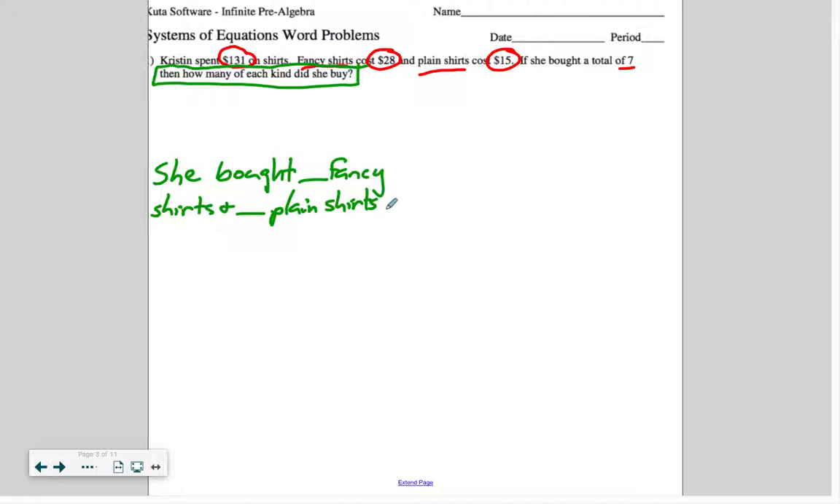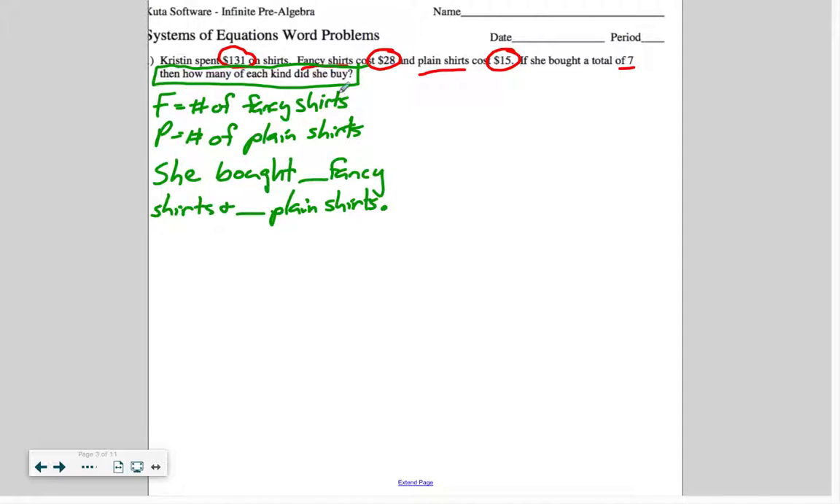If I knew those values, I'd put them in right there and I'd have my sentence answered. Bada bing, bada boom. But I don't know how many fancy shirts there are. That's an unknown, so that'll be a variable. I'm going to have F equal the number of fancy shirts, and P be the number of plain shirts. Now we have 2 variables, so we'll need 2 equations to be able to narrow this down.